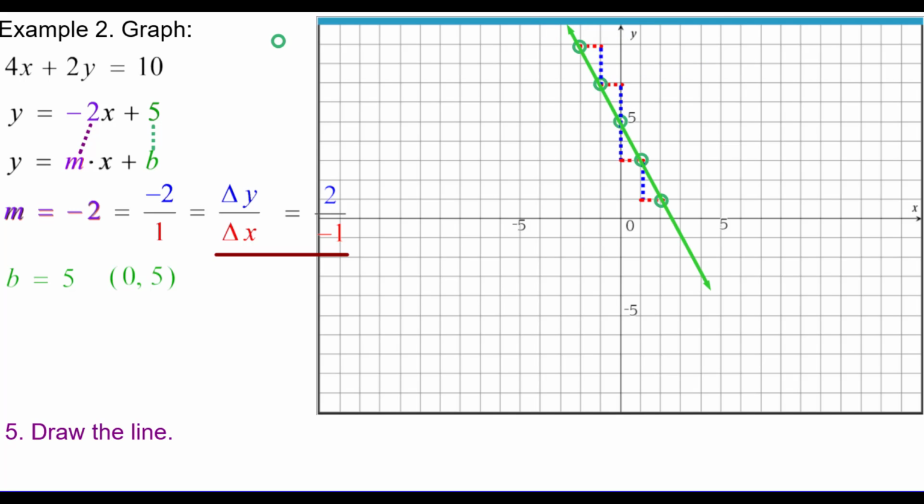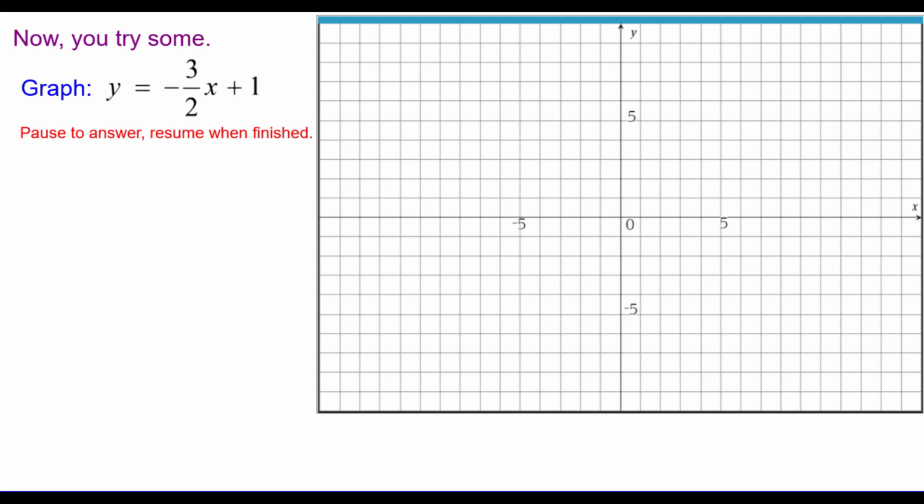Again, we only really needed 2 points, but I got kind of carried away. Press pause as needed anytime. Now you try some. Graph this equation. You need to do it completely, and I'll just show you the answer. Pause to answer, resume when you're finished.